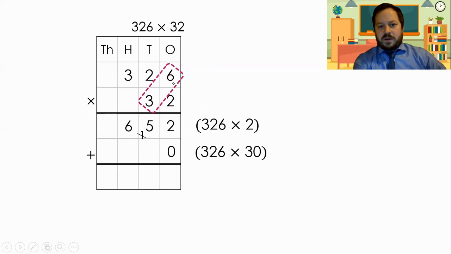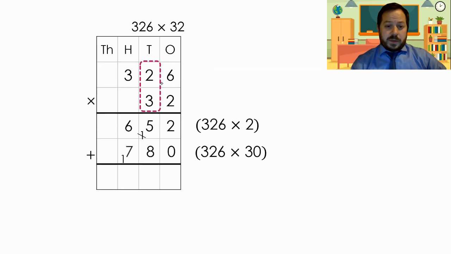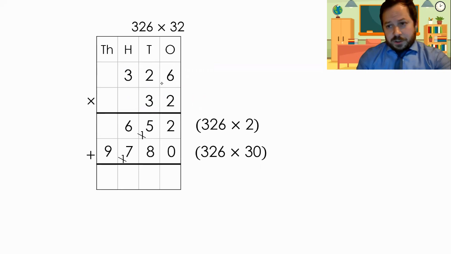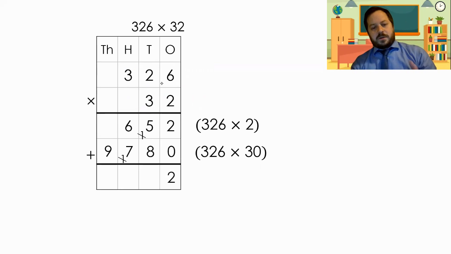So then we do 3 lots of this 6, we get 18. 3 lots of the 2 is 6 plus that 1, which makes it 7. Cross out the 1 just to make sure we've done it. And then 3 times 3, which is 9. And then all we need to do is add the 2 parts together. So 2 plus 0 is 2, 5 and 8 is 13, 6 and 7 plus that 1 is 14, 9 and 1 is 10. There's nothing else in the 10,000s column, so that 1 can go straight there.